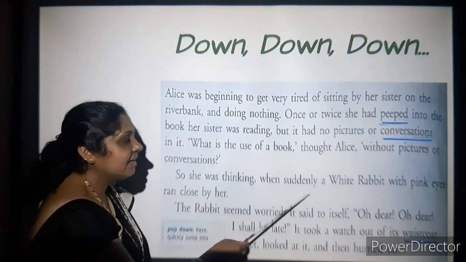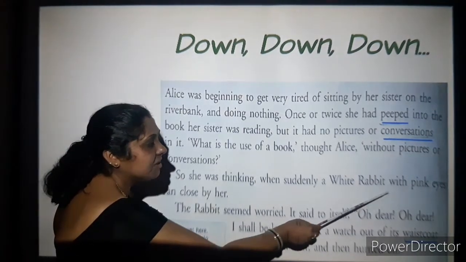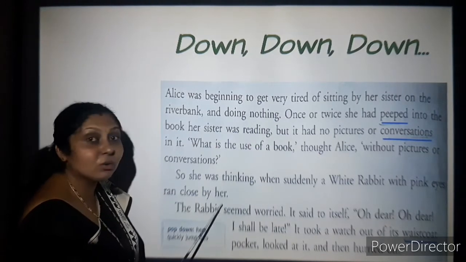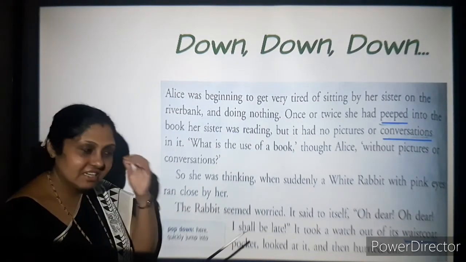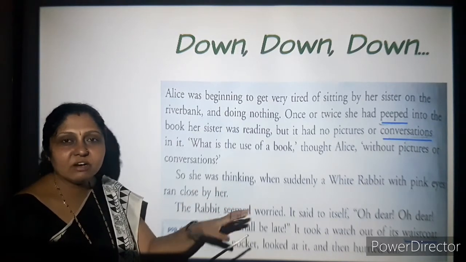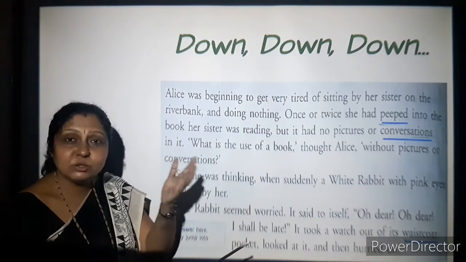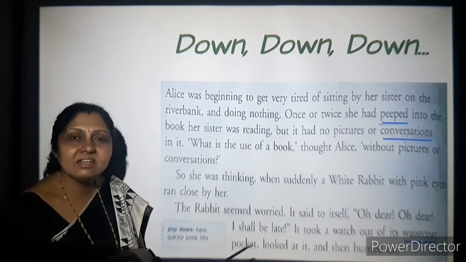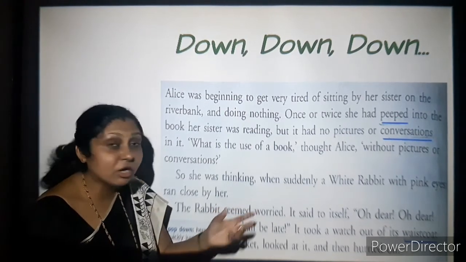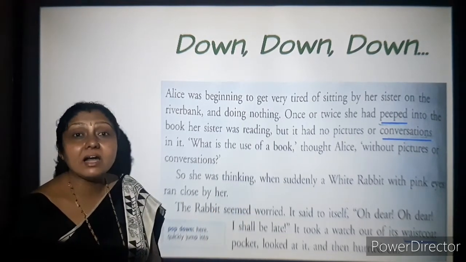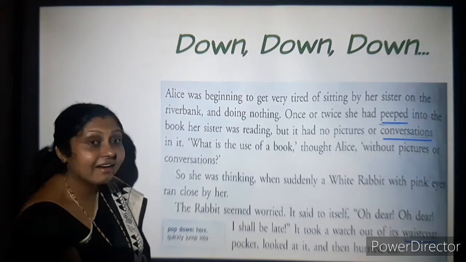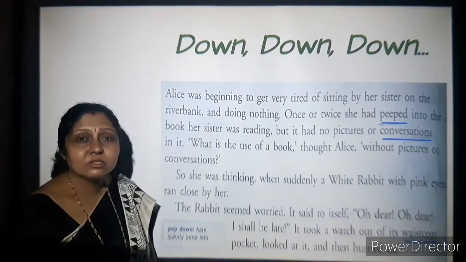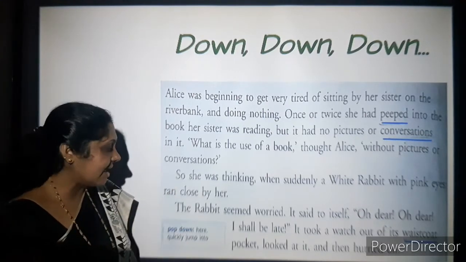When suddenly a white rabbit with pink eyes ran close by her. So she came out of the situation there. She left the company of her sister. Now she is in her own world. So she was sitting and thinking. Suddenly she got to see a rabbit and it had pink eyes. And what did it do? It suddenly ran very close to her. So close by her, it ran.